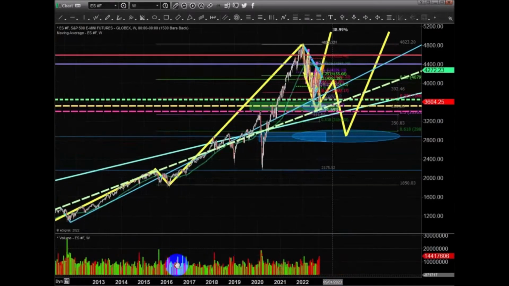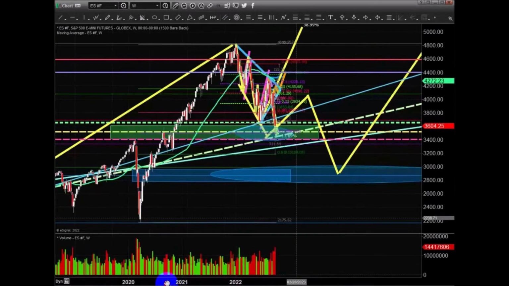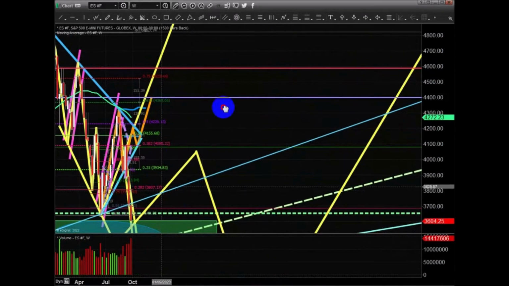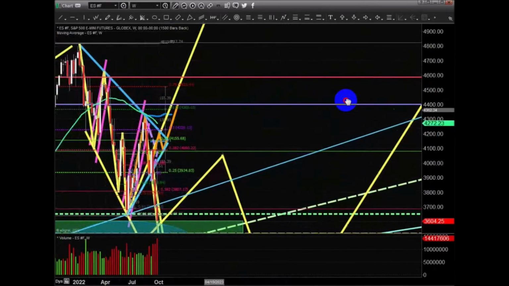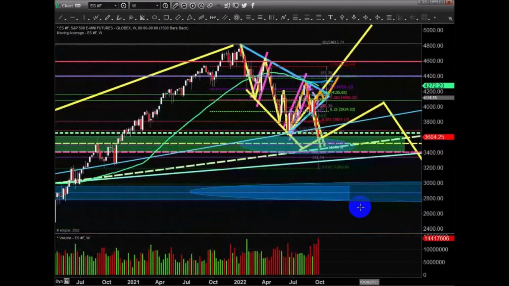So as we play this forward, as I've been telling you, it's very likely that we are seeing some sort of extended rollover in the market. What happened to my chart? All right, let me get this back over here.